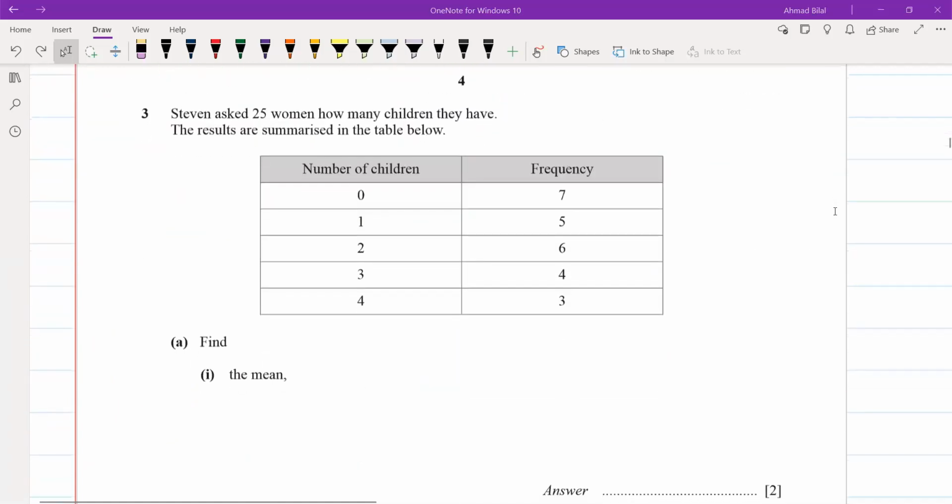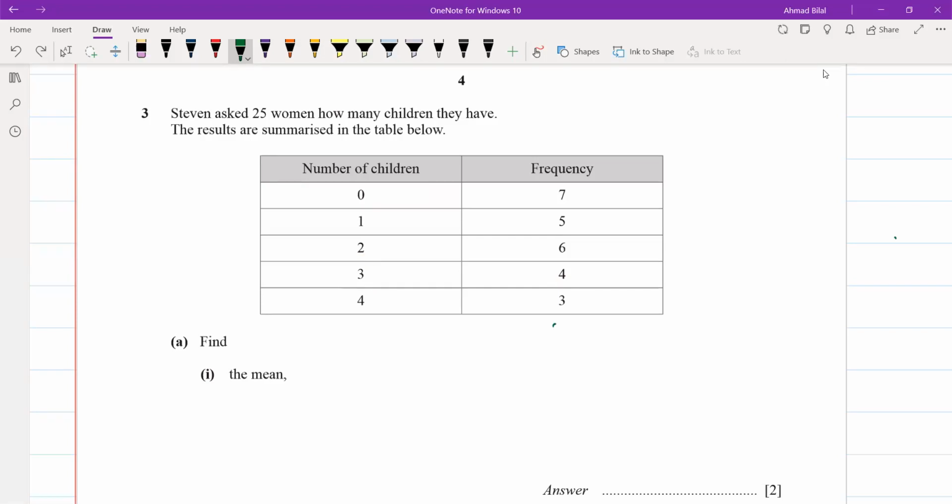Question number 3 now. Okay, so Stephen asked 25 women how many children they have. The results are summarized in the table below. So 25 women in total were asked, right? Now let's look at the table and try to understand the table का मतलब क्या है. Number of children 0, frequency 7. What does that mean? That means 7 women had no children. उनके 0 children थे। Okay, 7 of the women had 0 children. So that's what it means. Okay, so 5 women had 1 child, 4 women had 3 children, and so on.